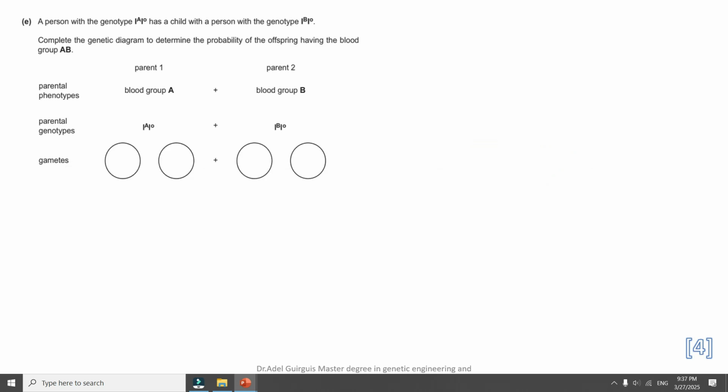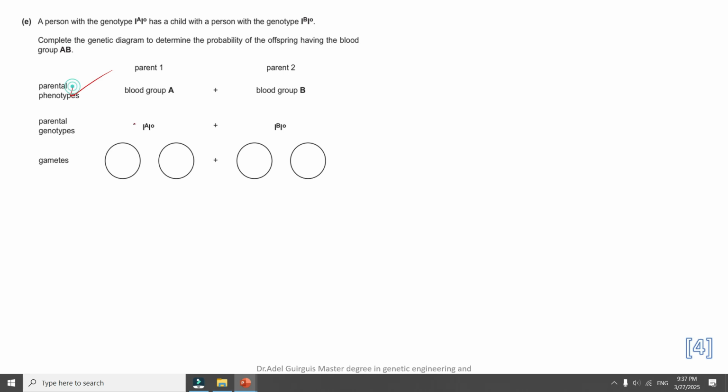Okay. Now for this problem, letter E. A person with the genotype IA IO has a child with a person with the genotype IB IO. Complete the genetic diagram to determine the probability of the offspring having blood group AB. Parent 1 and parent 2: blood group A and B. Both have a child. What about this one?